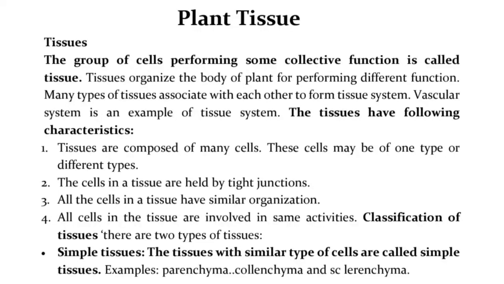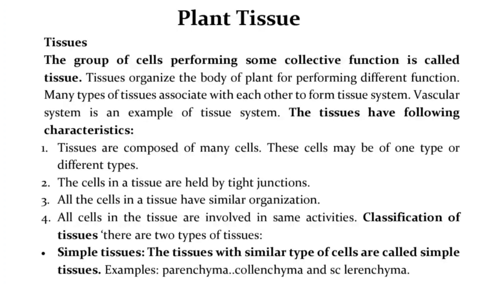1. Tissues are composed of many cells. These cells may be of one type or different types. 2. The cells in a tissue are held by tight junctions. 3. All the cells in a tissue have similar organization. 4. All cells in the tissue are involved in the same activities.